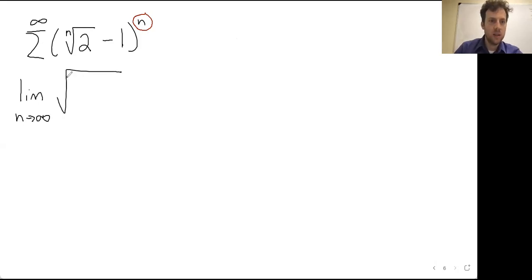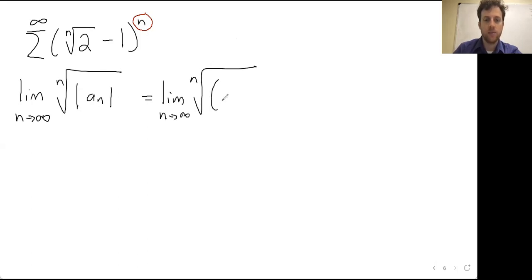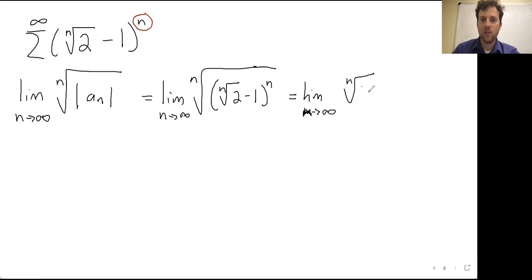So we're going to take the nth root of a_n. The absolute values don't do anything, so we're just going to take the nth root of the nth power, and then we get this cancellation, which is exactly why we picked the root test in the first place. The nth root of this nth power, as n goes to infinity, those cancel each other out, and we get the nth root of 2 minus 1.